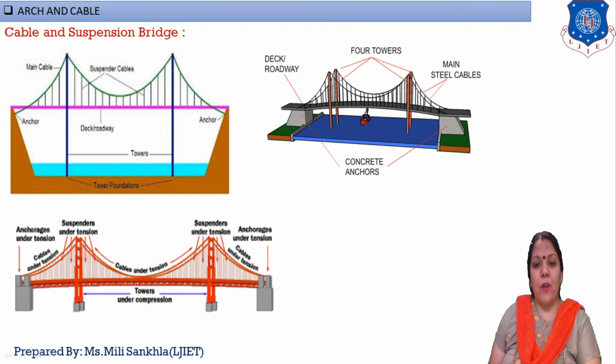Now one by one, here I take three figures. In the first figure, look at this, two pillars are given, and this is known as the anchor. This is the anchorage, and it is constructed of a huge concrete mass. One by one I will explain the parts and then the mechanism of load transfer in the suspension bridge.